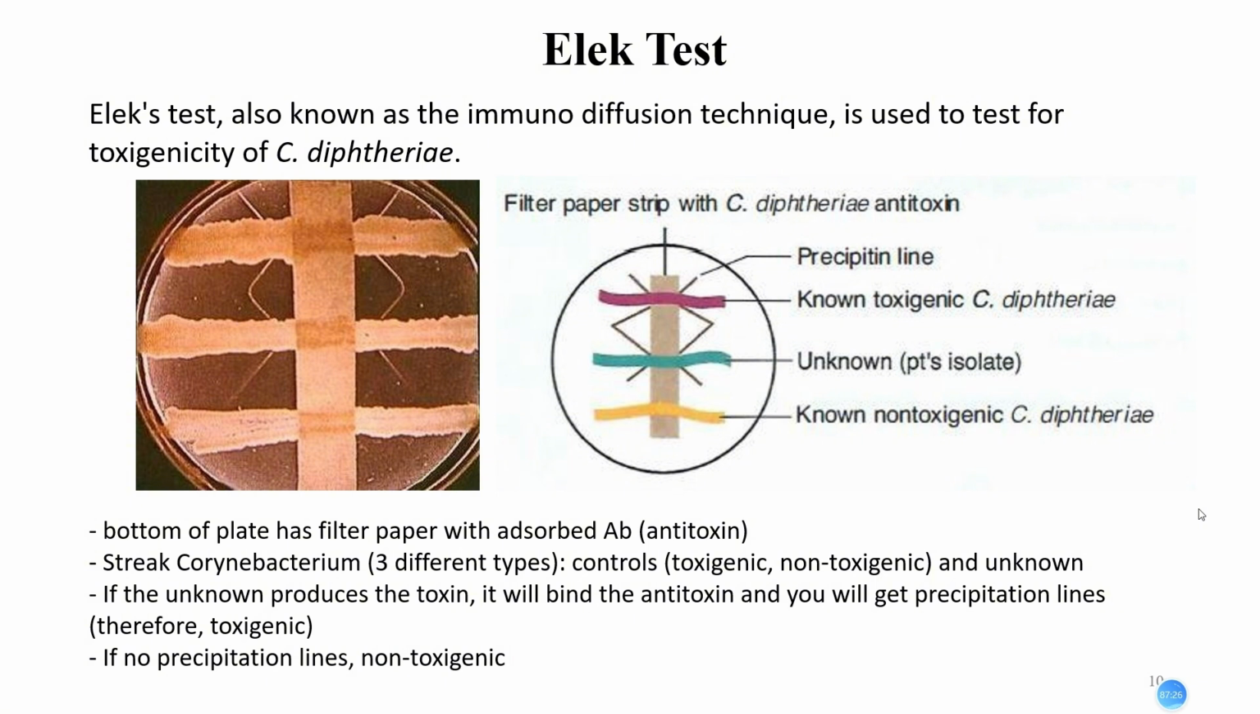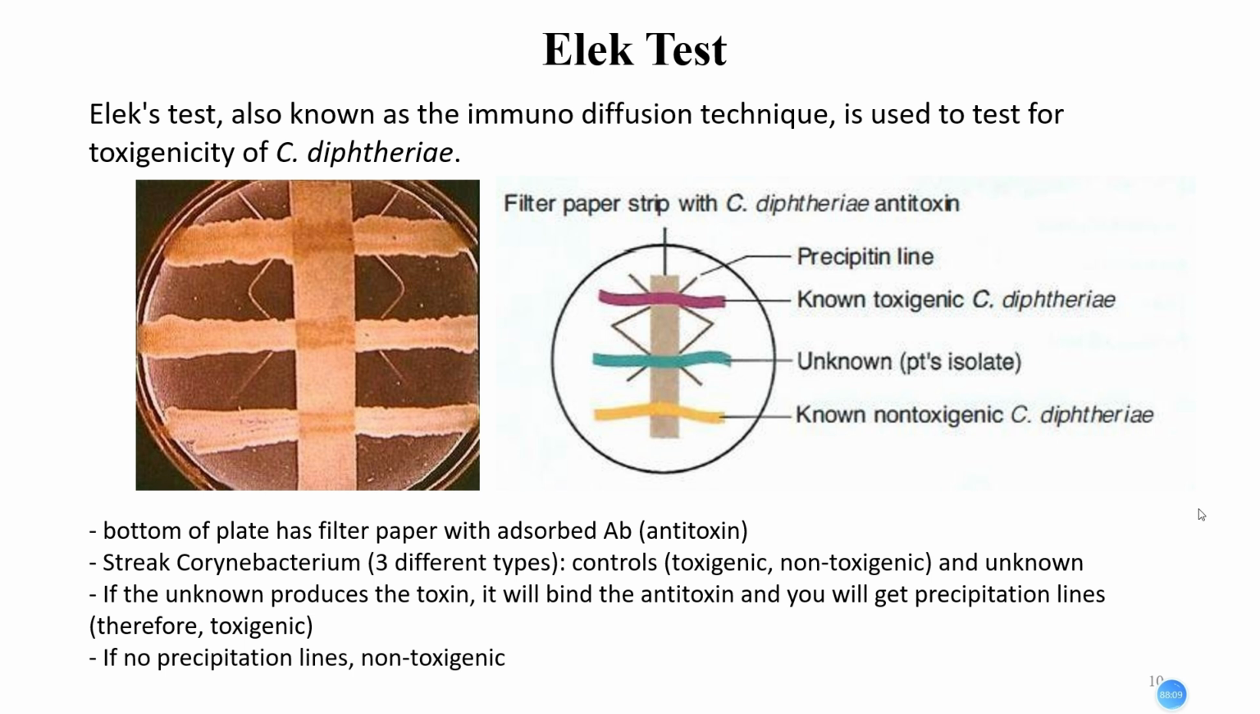We culture the bacteria. Before we pour the medium into the plate, we put a paper strip at the bottom of the plate. The strip contains the antitoxin, the antibody. Put it on the bottom, then you pour the agar on top of the paper strip. After it's solidified and cooled down, you streak the bacteria on the surface to cross the paper strip.